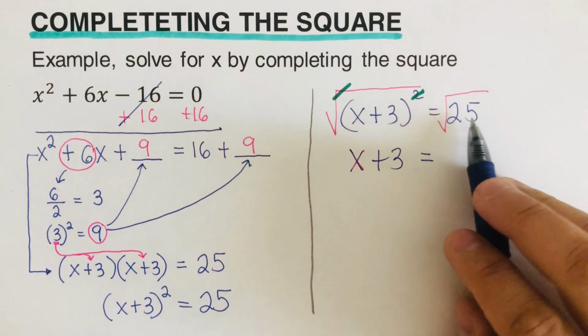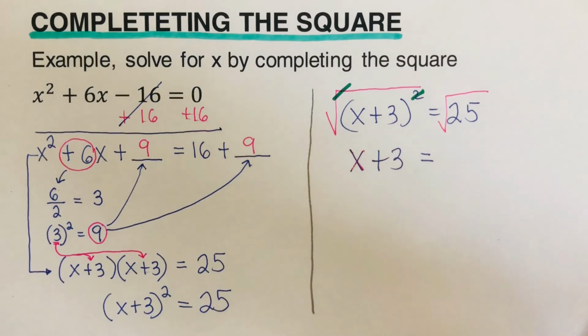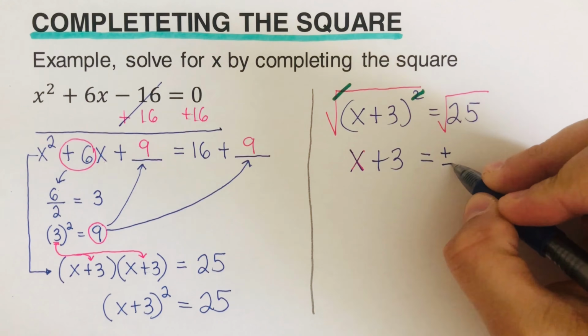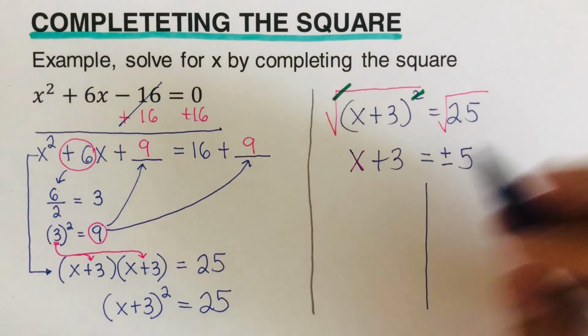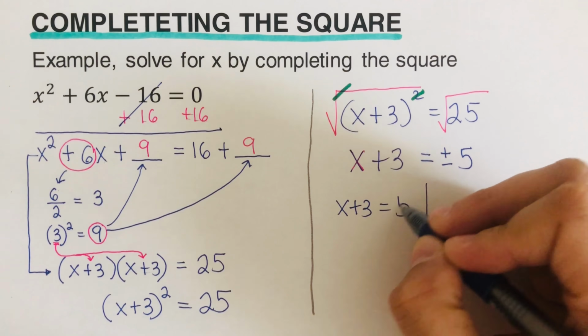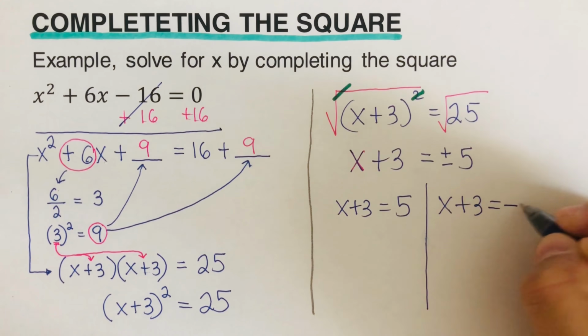is equal to, whenever we square root, just like how we did on the perfect square equations, which I will put that process of solving perfect square equations in the description box below, this is a plus minus 5. So then from here, we can get two answers. That would be x plus 3 equals positive 5, and x plus 3 equals negative 5.